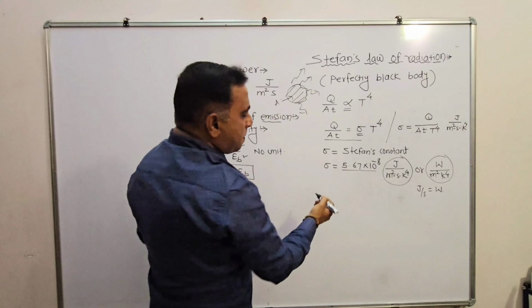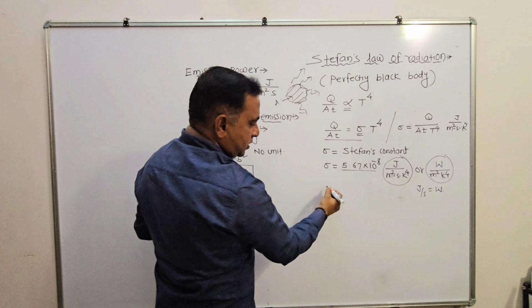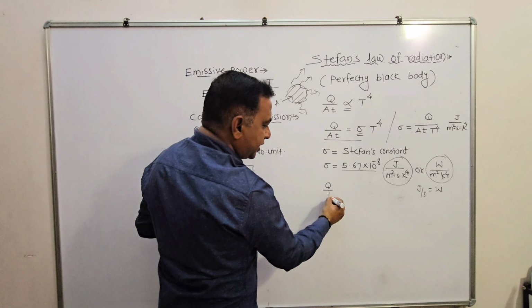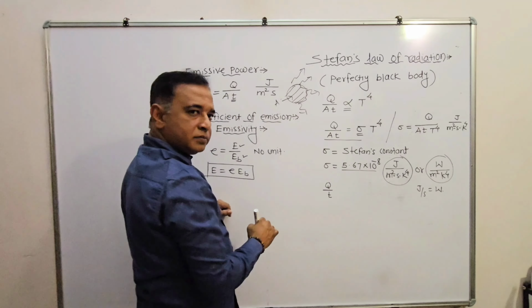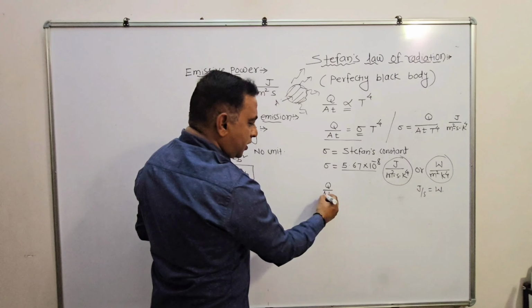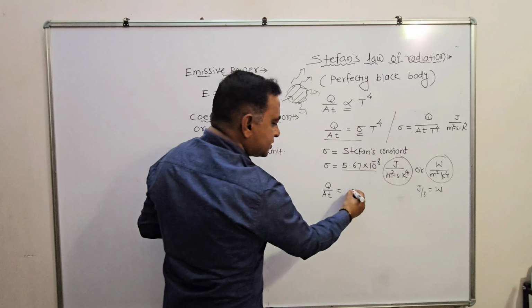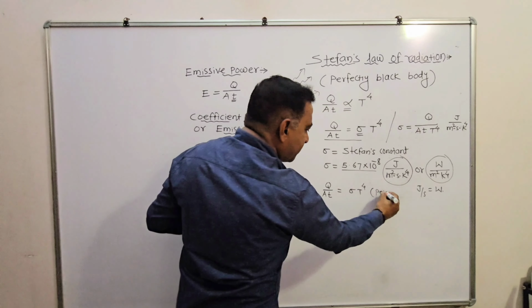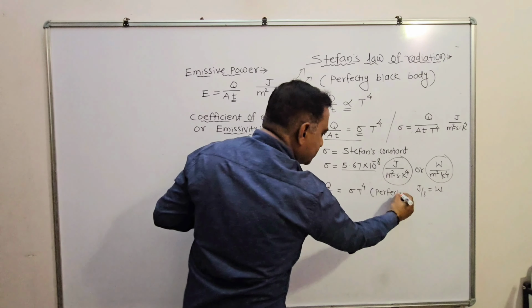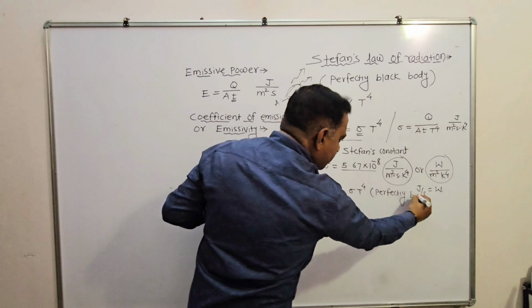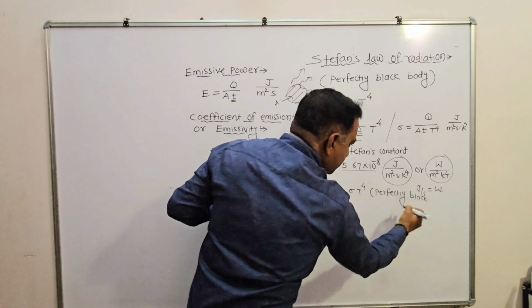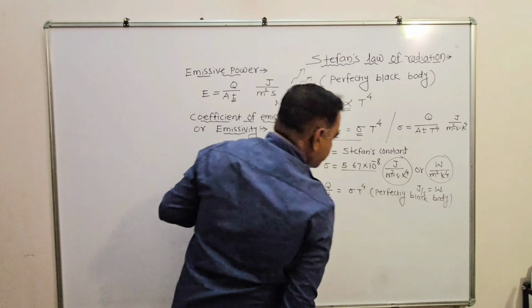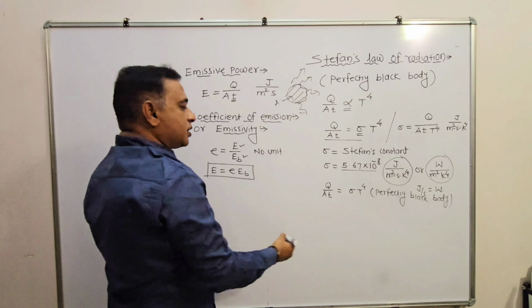Important for the CET. So here it is, Q upon T, or here is another term, Q upon AT is equal to sigma into T raised to power 4 for a perfectly black body. Perfectly black body. Which body? Black body.